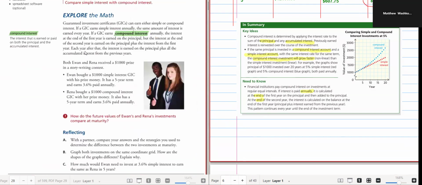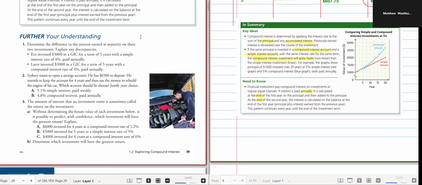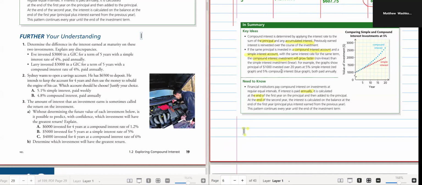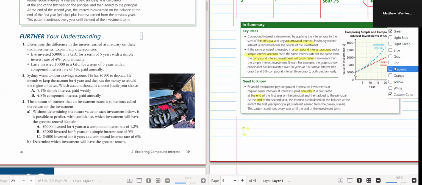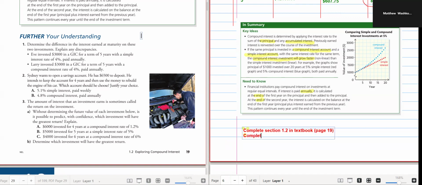So what you should be doing now at this point, really simple, you should be completing section 1.2 in the textbook, right? Page 19, not a lot of them. Best you can. Then complete section 1.2 in the workbook. And then complete the assignment, which is 5.2. Shouldn't take you that long to do this. All right, good luck. If you have any issues, let me know.